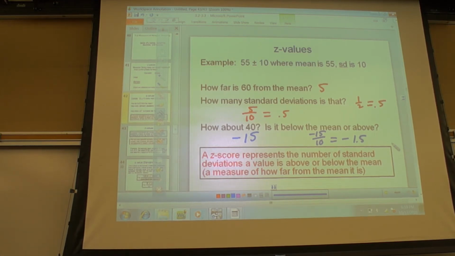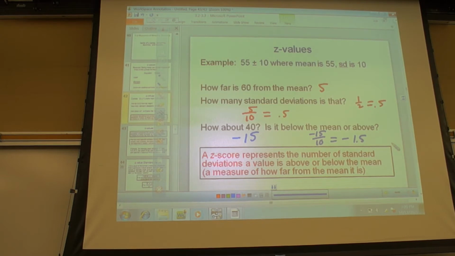All right, so let me say this so you guys can hear it. A z-score represents the number of standard deviations a value is above or below the mean. It's a measure of how far from the mean it is. This is super important. It's so important that you are going to have to repeat it on the exam. I will write "A z-score represents" and a line, and you'll write the number of standard deviations a value is above or below the mean. Don't worry about the parentheses, just the other part. Again, I'll say it one more time. A z-score represents the number of standard deviations a value is above or below the mean. I can say this in my sleep apparently because I've said it so many times.